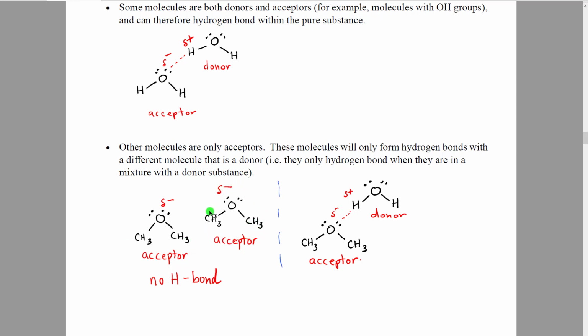But if we take this dimethyl ether and mix it with water, which has OHs that can act as hydrogen bond donors, we would see a hydrogen bond forming between the OH bond in the water and the lone pair on the oxygen of the ether. And you can see here is that hydrogen bond, that attractive force. So this molecule can participate in hydrogen bonding. However, when the molecule is pure, there is no hydrogen bonding occurring. They only hydrogen bond when they're in a mixture with a different substance that can be a donor.